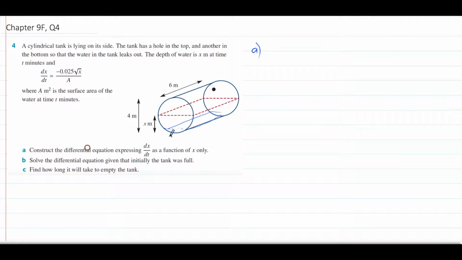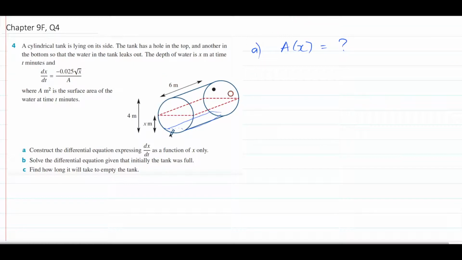Construct the differential equation expressing dx/dt as a function of x only. So in that case, we want to express this same dx/dt here, but only in terms of x, so no more A. What that means is we need to find A in terms of x. That's the question.